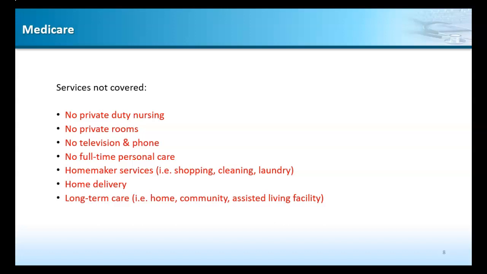There's no full-time personal care coverage under Medicare. Homemaker services generally are not covered, and these are services such as shopping, cleaning, and laundry. Home delivery is not covered, and long-term care, such as long-term care facilities for elderly people or people with severe disabilities, for example. Community care and assisted living type facilities are not covered under Medicare benefits.